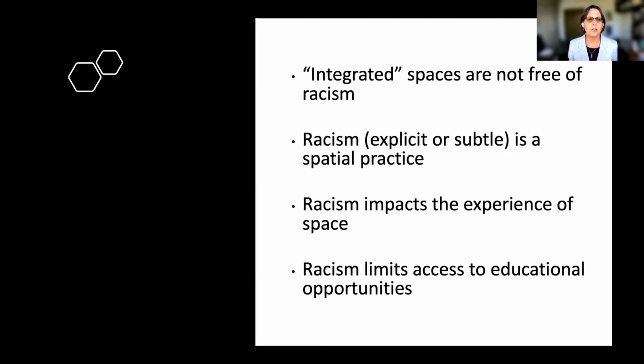A couple of other takeaways. Just because something is integrated and claimed as multicultural or inclusive, it doesn't mean it's free of racism. It might be that you can't see it if you're not a person of color. Racism is what I call a spatial practice, and it's both explicit and subtle. It impacts the way students move through space, where they go, where they don't go, how they access services and information. That's super important in thinking about creating an inclusive campus. If we're trying to create educational opportunities for all students, we have to think about racism.